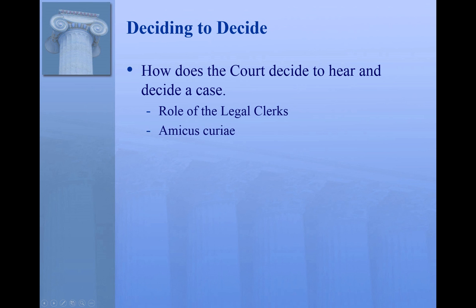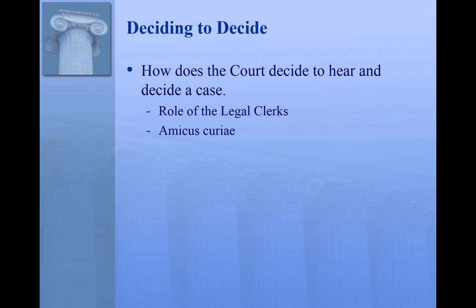Another thing the justices take into consideration is whether any amicus curiae have submitted briefs. Amicus curiae is a Latin term meaning friend of the court. It refers to briefs filed in support of or against granting certiorari by people or organizations who are not party to the suit. However, they have an interest in the outcome of the case. The court considers whether amicus curiae have filed briefs, and the clerks usually reference these in the memo.